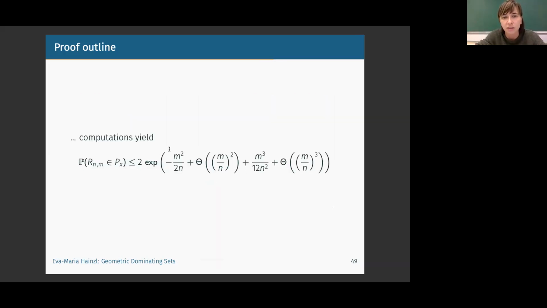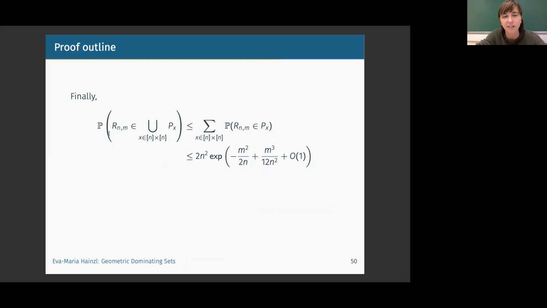For the expectation, we get m squared over 2n as the dominant factor. And for the variance, or the delta term, we get m cubed over 12n squared. And then now we can choose m such that we have a really nice result. We just ask: what is the probability that there exists a point x that is not in the set and not dominated by R and M?